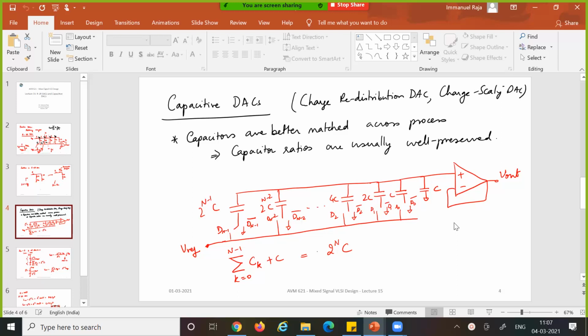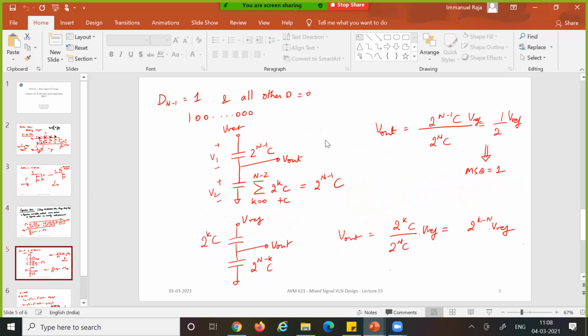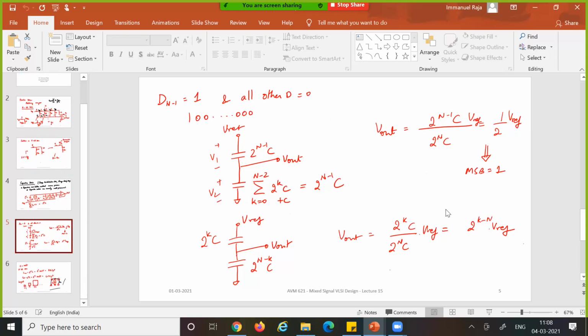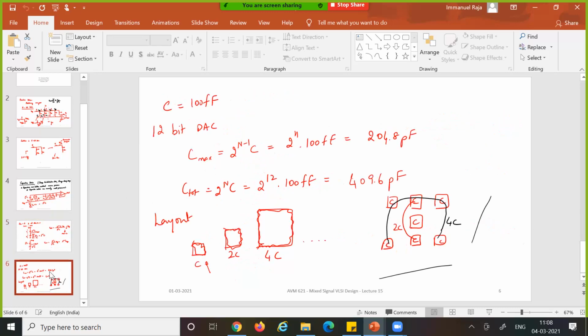So in practice, usually you have a segmented array. The top MSBs will be thermometric, and the others will be binary weighted. So we saw how this works. Basically, you have a capacitive divider. I didn't do the derivation of how it happens, but let me just show you.